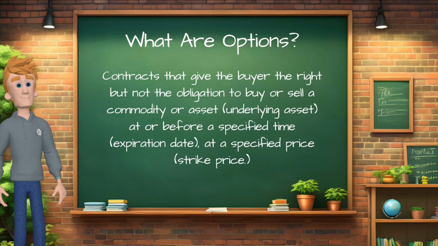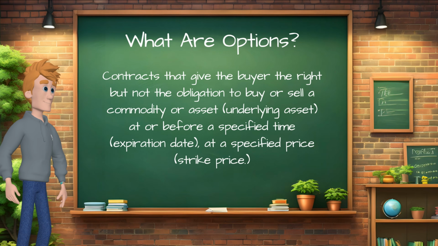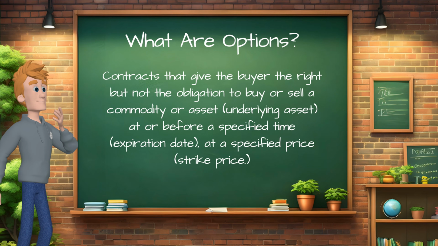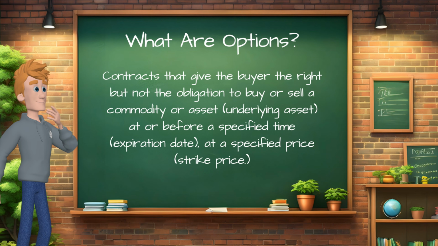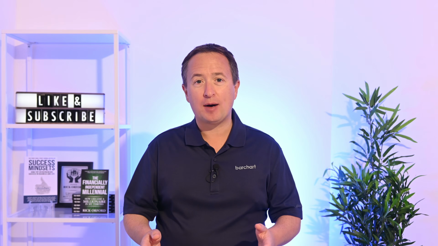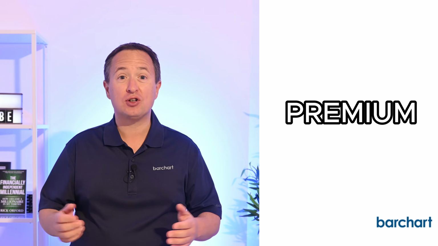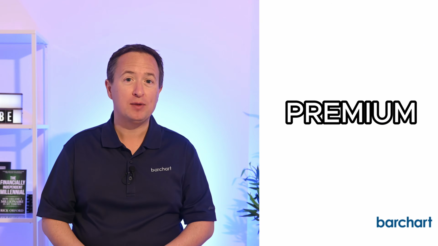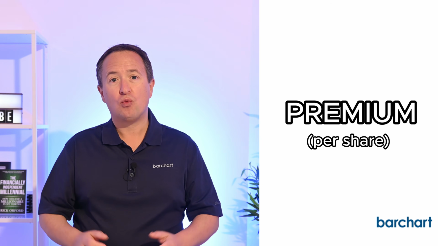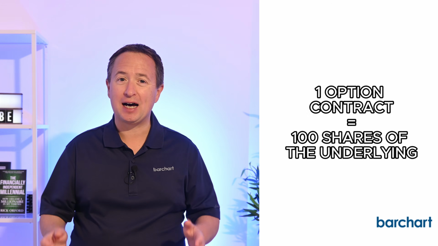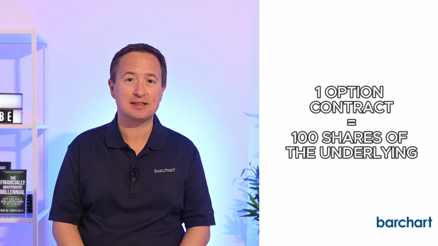Options are financial derivatives. They're contracts that allow you to buy or sell a specified asset at a specific strike price at or before a specified expiration date. When you're buying an option, you pay a premium. If you're selling, you get the premium, which is usually expressed on a per share basis. One option contract represents 100 shares of the underlying asset.